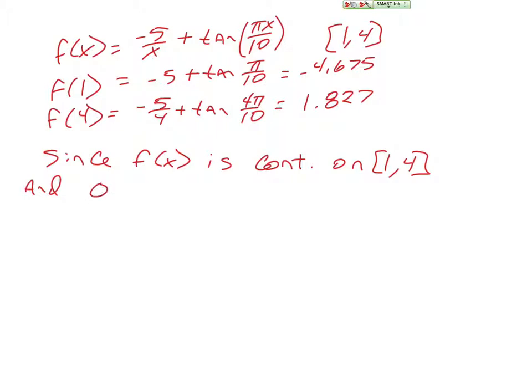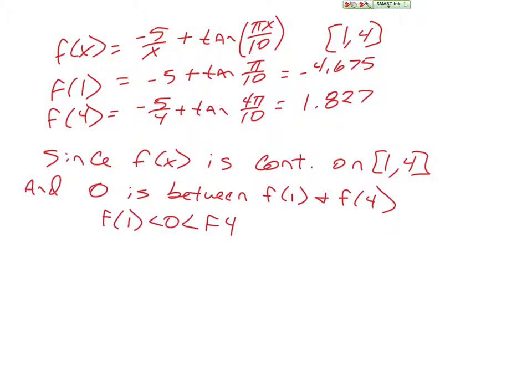And 0 is between f of 1 and f of 4. Or you could say, let's see, which one's smaller? F of 1 is less than 0, which is less than f of 4. So this right here and this right here are saying the same thing. It's whichever way you like to do it.